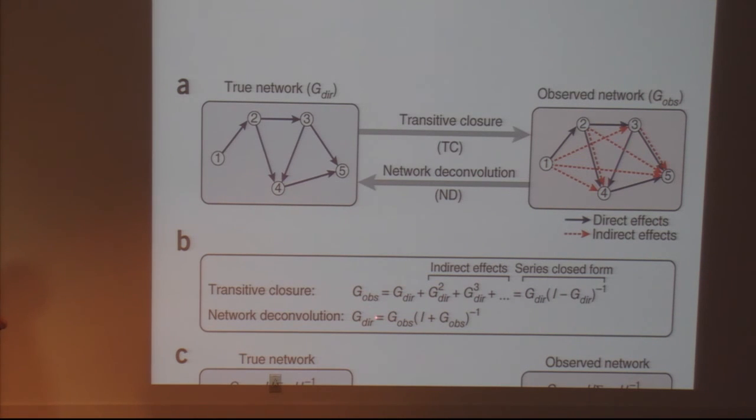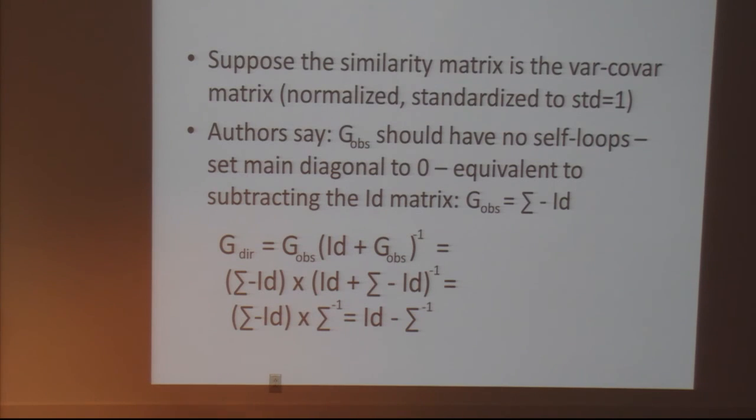And in order to recover the original data, the direct interactions, the authors of this paper simply solve this little equation, and then they arrive at this formula here. The observed data times the inverse of identity plus the observed data. So a very neat formula. So now let's try to link this to the variance-covariance matrix.